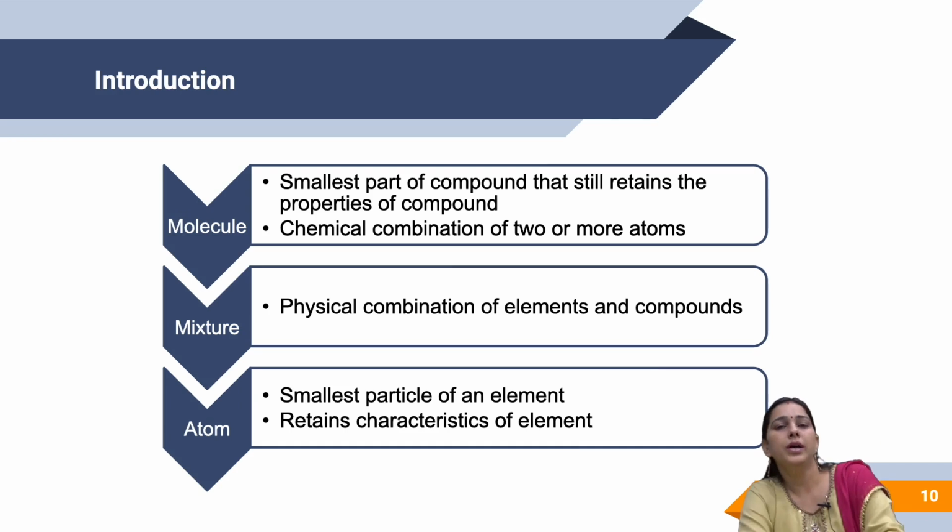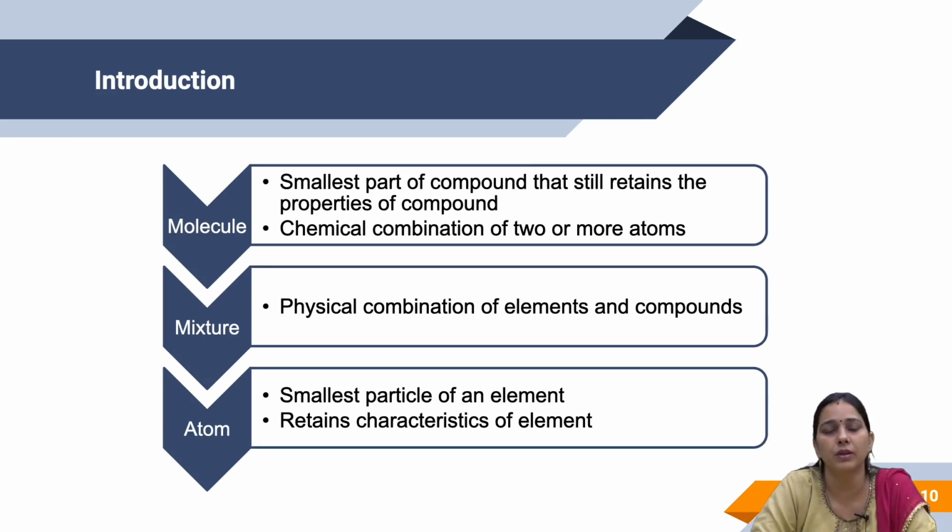Regarding the molecules, we should understand basically the difference between molecule, mixture and atom. Molecule is the smallest part of the compound that still retains the properties of the compound. What is mixture? Any physical combination of elements and compounds. There is no chemical reaction between the elements or the compounds. Then we come under the category of atoms. What is atom? Smallest particle of an element that retains the characteristics of the element.